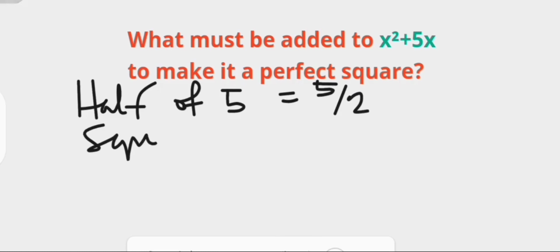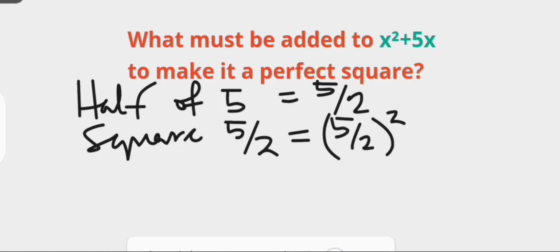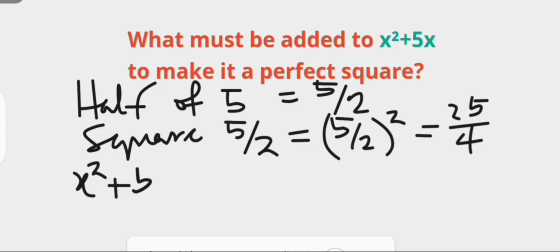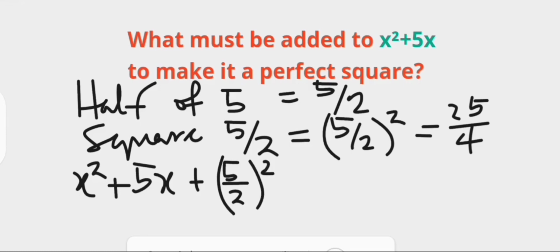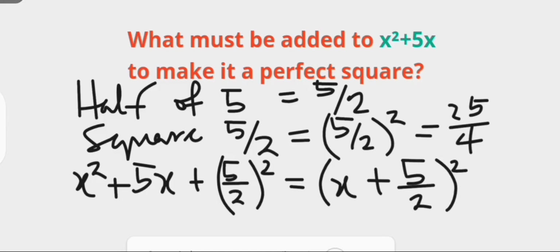Then we square the 5 over 2 to give us 5 over 2 all squared, or 25 over 4. So the quantity to add is 5 over 2 squared, or 25 over 4, meaning that the expression as a perfect square becomes x squared plus 5x plus 5 over 2 squared, or 25 over 4. And that we factor out as x plus 5 over 2 squared.